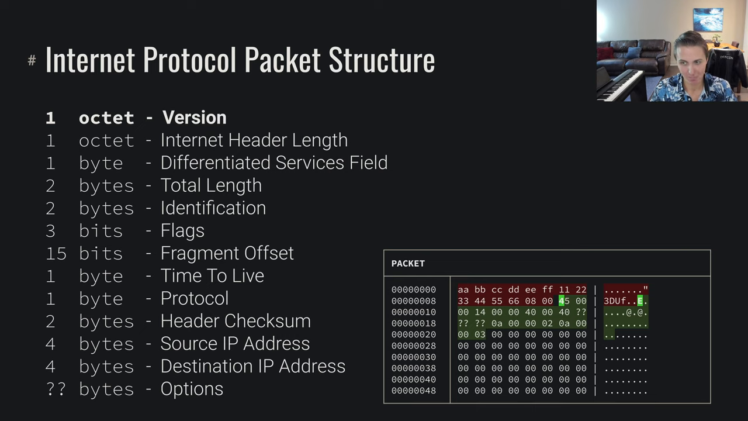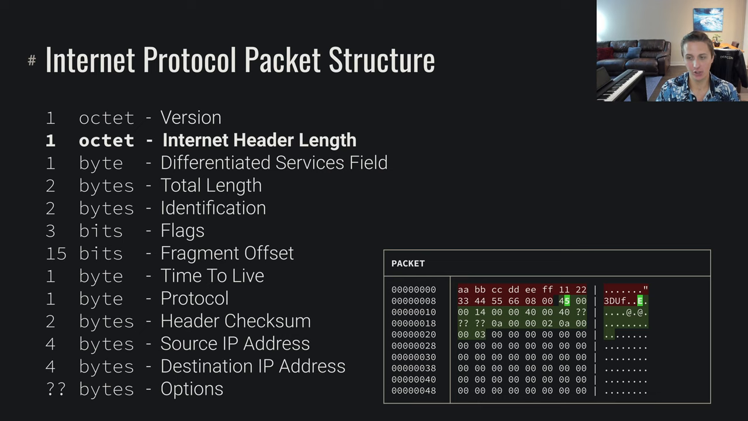So if you've heard of IPv4, this 4 is the IPv4, right? This is our version of the Internet protocol that we're working with. In this case, we're taking a look at IPv4. Okay, the next octet, the next 4 bits, is the Internet header length. So of this protocol, we have all of this header information, in this case highlighted in green.